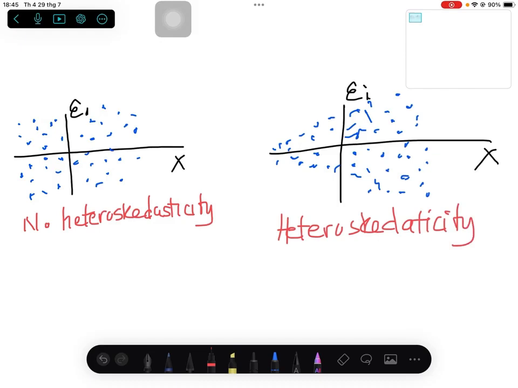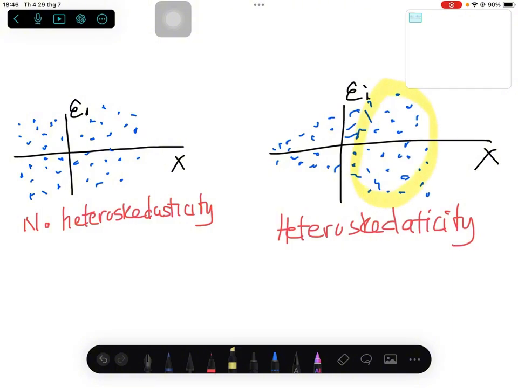In finance, this happens all the time. Small companies often have relatively stable earnings. Large companies may experience much larger swings in profits. The variability changes depending on the level of the independent variable.